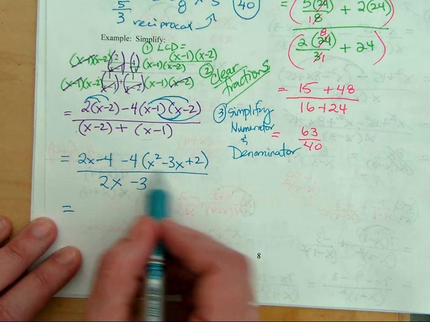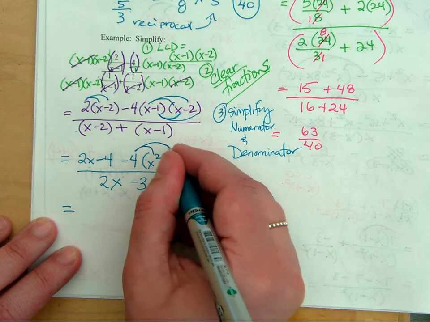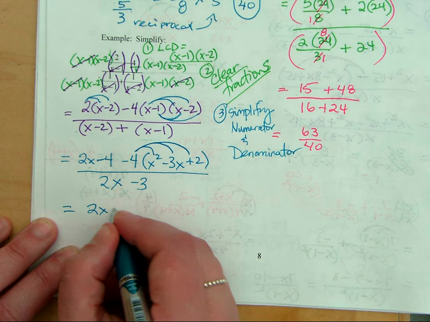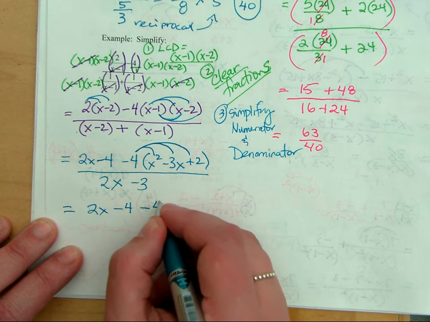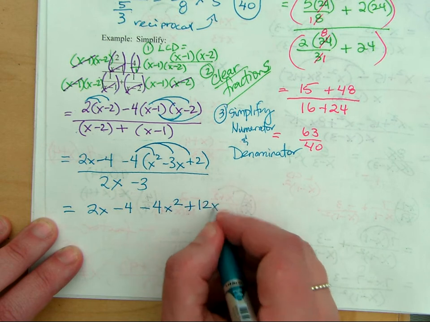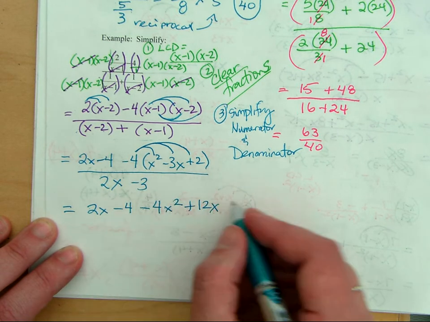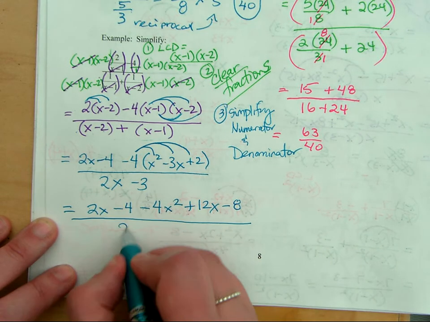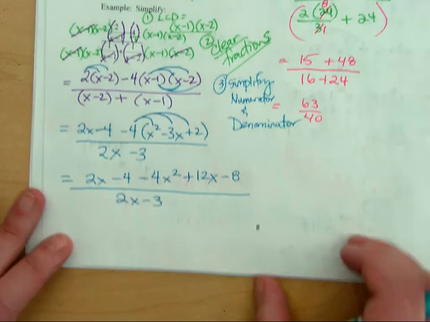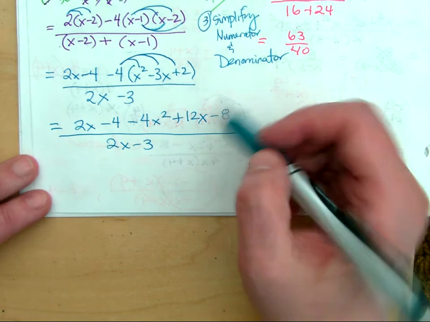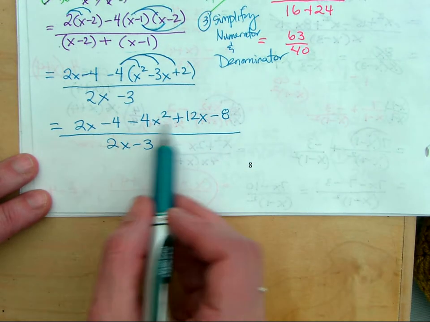So in my numerator, I actually have to distribute the negative 4 to all of these. So I have 2x minus 4 minus 4x squared plus 12x. And what would be my last term? Minus 8. Good. Over 2x minus 3. I still can't cancel anything because I don't have my numerator fully simplified yet. Okay, so we're still simplifying. So now here I want to combine my like terms.